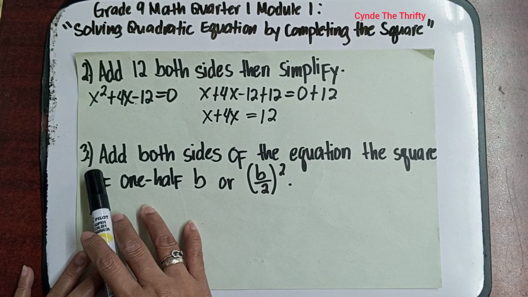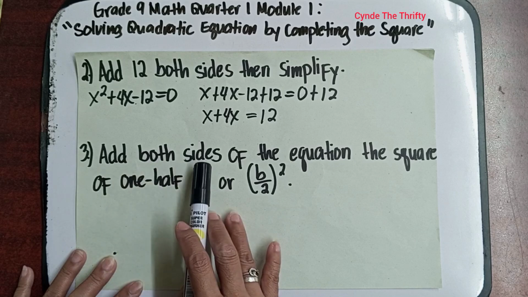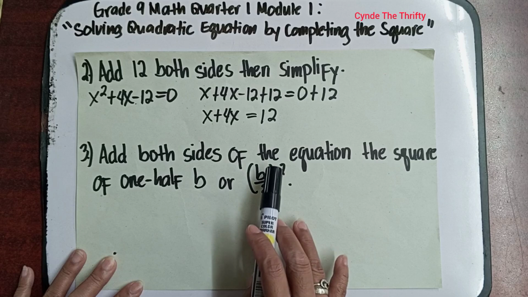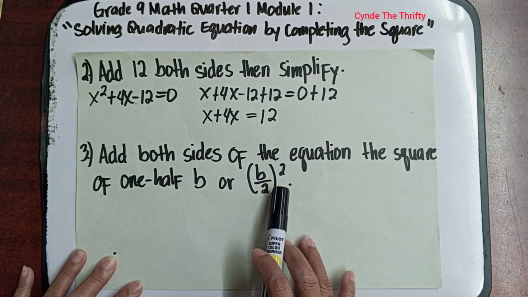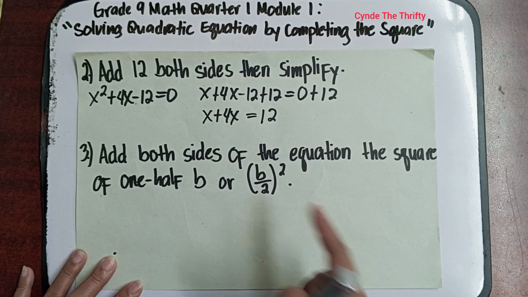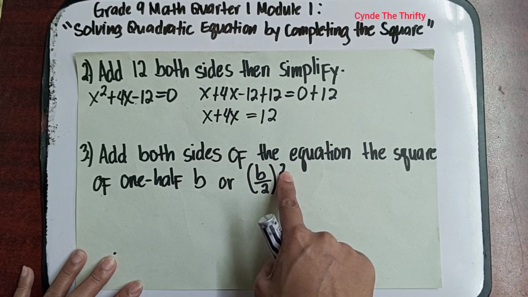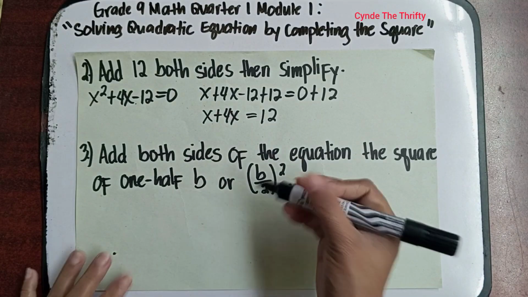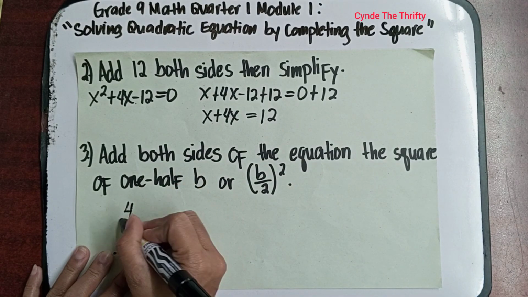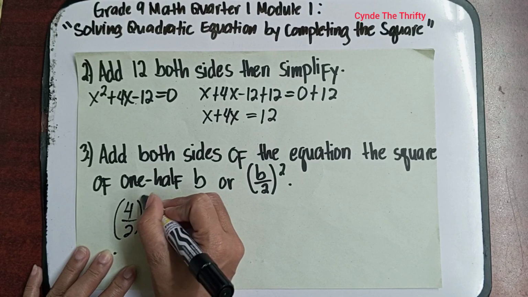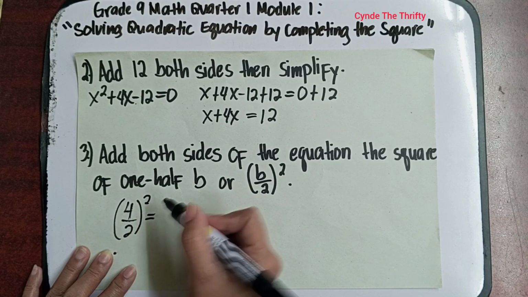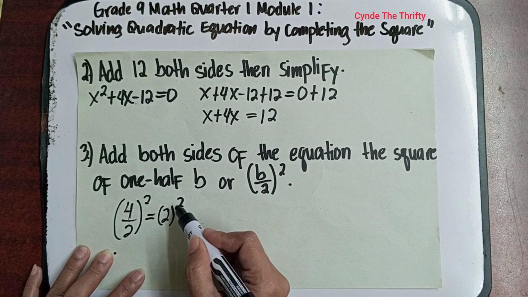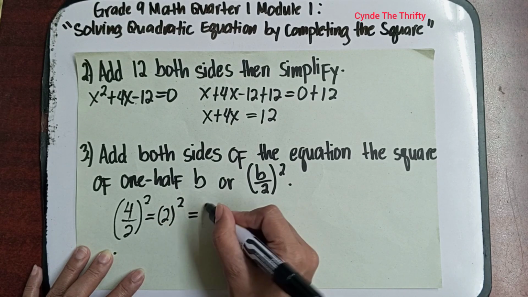Punta na tayo sa step 3. So, ang step 3 natin, add to both sides of the equation the square of one-half b, or b divided by 2, squared. So, ang gagawin natin, kukunin natin ang value ni b, i-divide natin sa 2, tapos i-square natin siya. So, ang value ng b natin dito is 4. So, kukunin natin si 4 divided by 2, and then squared. So, 4 divided by 2 is equal to 2 squared. So, 2 squared, ibig sabihin 2 times 2 is equal to 4.